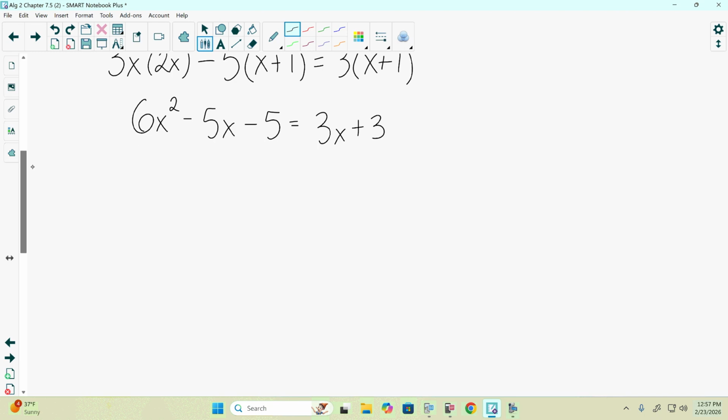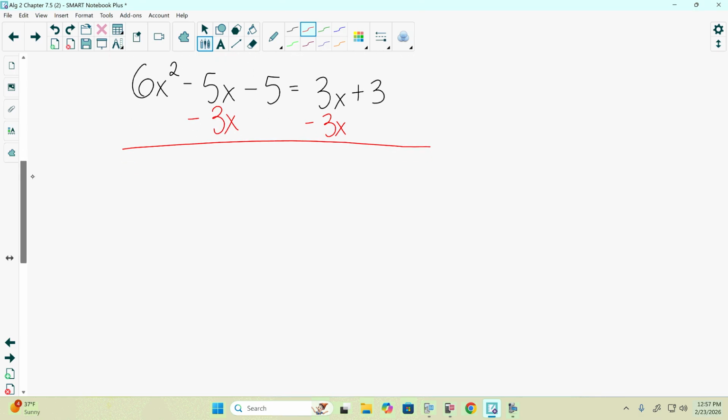Now, since we do have a quadratic, we have that x squared term, we're going to need to get this equation equal to 0. And we can do that by adding or subtracting terms to both sides. Now, it's going to be easier or nicer if we get everything on the x squared side. So the first thing we can do here is subtract 3x from both sides to get this equation equal to 0. Now, we'll still have the 6x squared term, but our negative 5x minus 3x, negative 5 minus 3, is going to be negative 8x. We'll still have the minus 5 equals our 3x minus 3x will cancel, leaving us with 3.